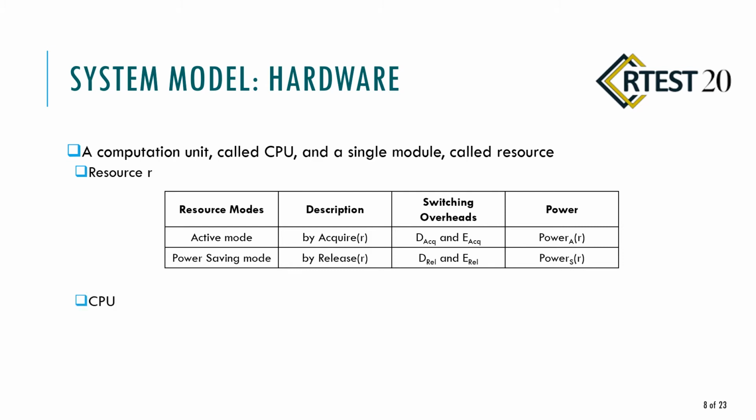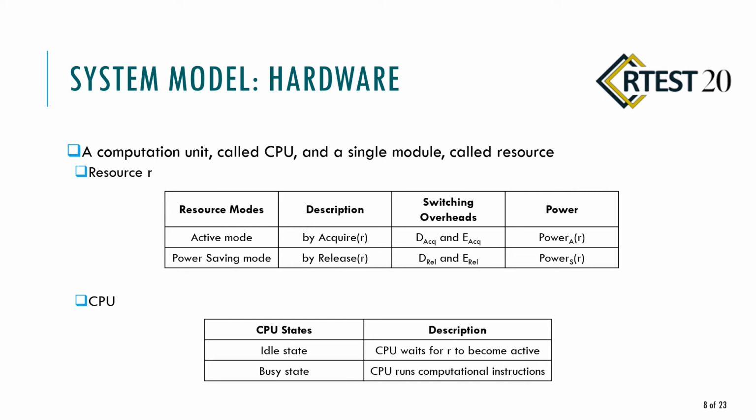For CPU, we suppose that it only works in active mode, however it may switch between idle and busy states. In idle state, CPU waits for R to become active. To explain more, CPU is waiting for R to become active if a use statement is called before the acquire has passed. In busy state, CPU only runs computational instructions.